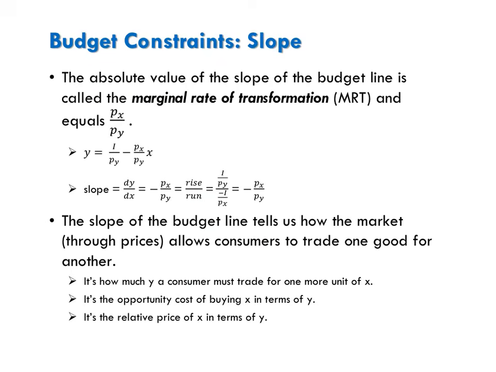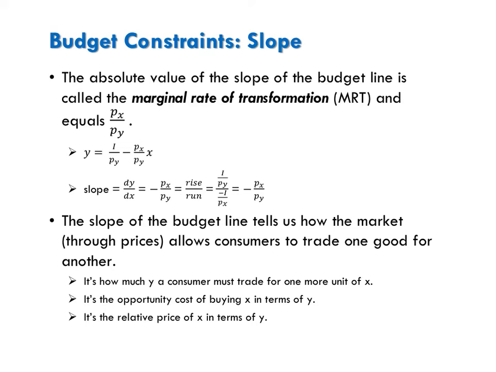Now let's return to the slope of the budget line. The absolute value of the slope of the budget line is called the marginal rate of transformation, or MRT for short. As I will show you, the MRT equals the price of X divided by the price of Y. To see this first, let's return to the equation for the budget line when solved for the variable Y, or the good on the Y axis.